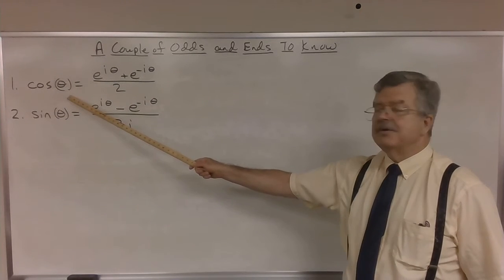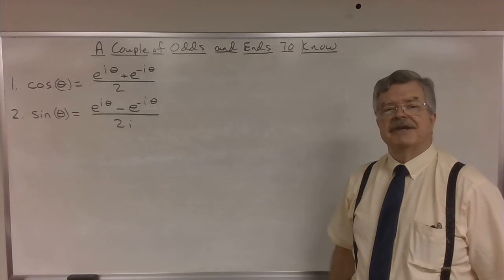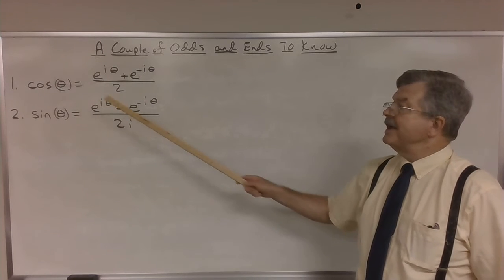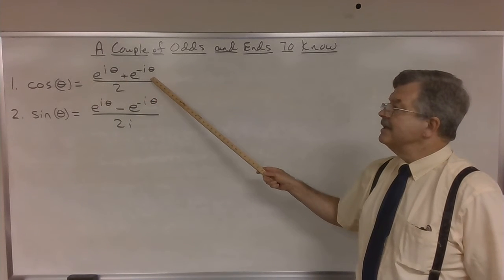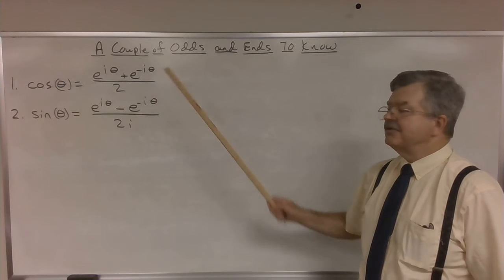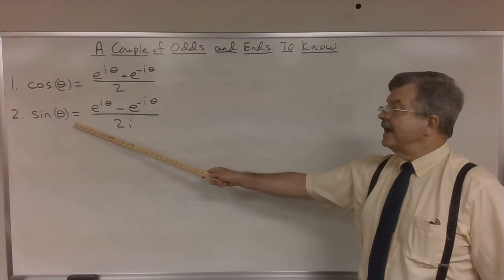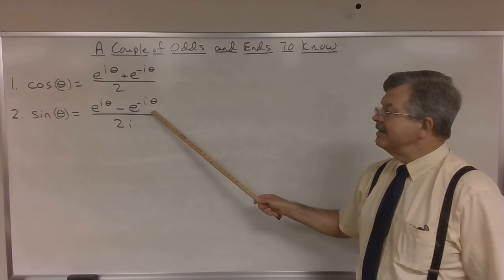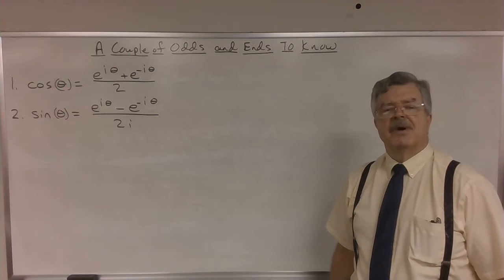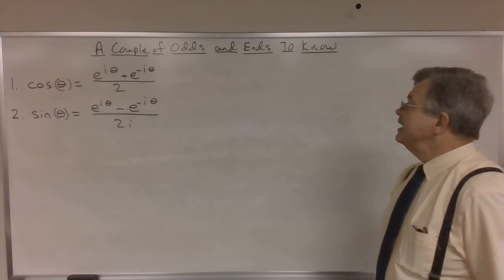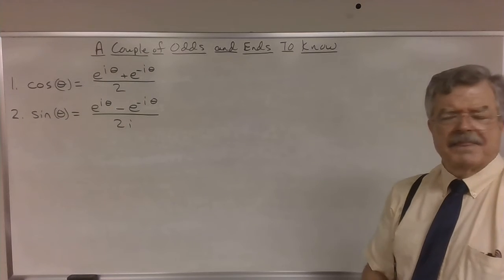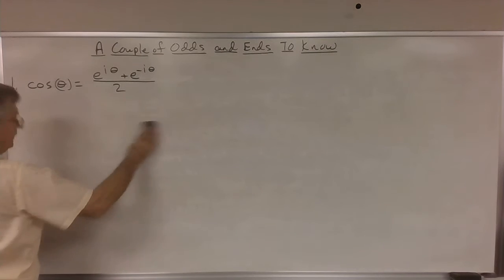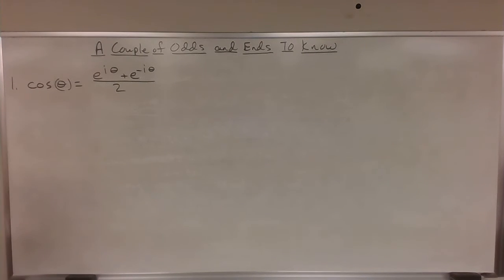An identity for cosine of theta in terms of e to the i theta and e to the negative i theta. Cosine of theta is e to the i theta plus e to the negative i theta over 2. Sine of theta is e to the i theta minus e to the negative i theta over 2i. And to see these, let's just prove them. We'll take this one first.